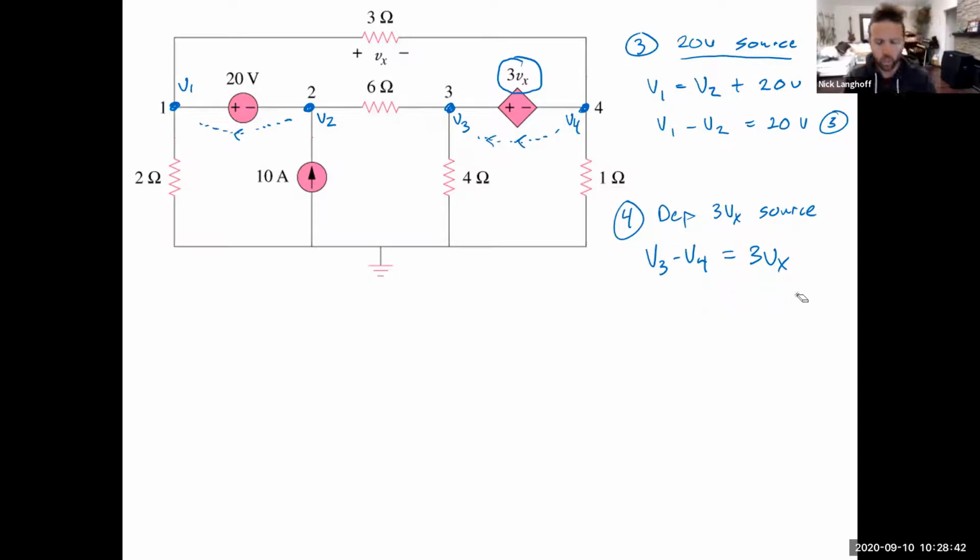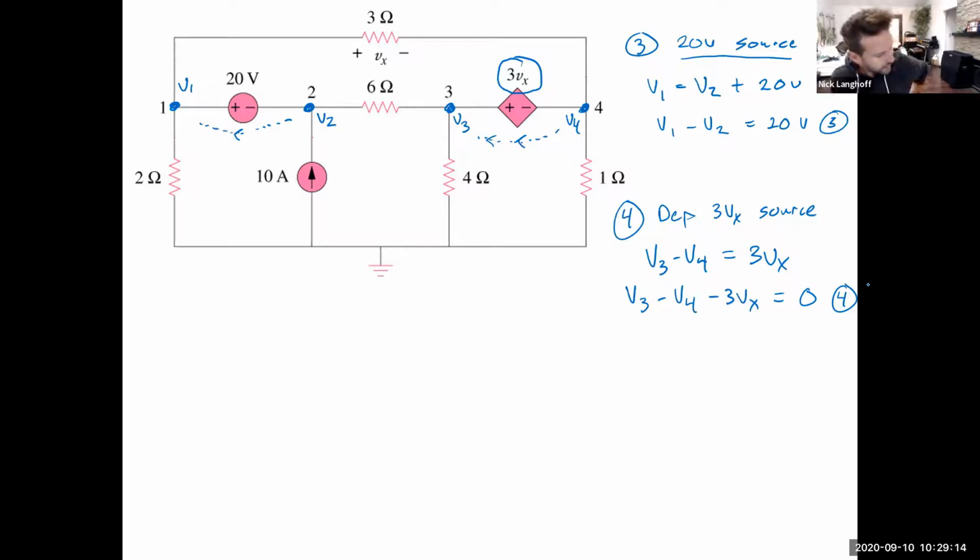what we want to do is have everything in terms of the unknowns on the left side of the equation and all the constants on the right side. So I'm going to rewrite this as V3 minus V4 minus 3Vx equals the constant 0. And that is equation 4. We've got 4 equations with 5 unknowns. We need that 5th equation.